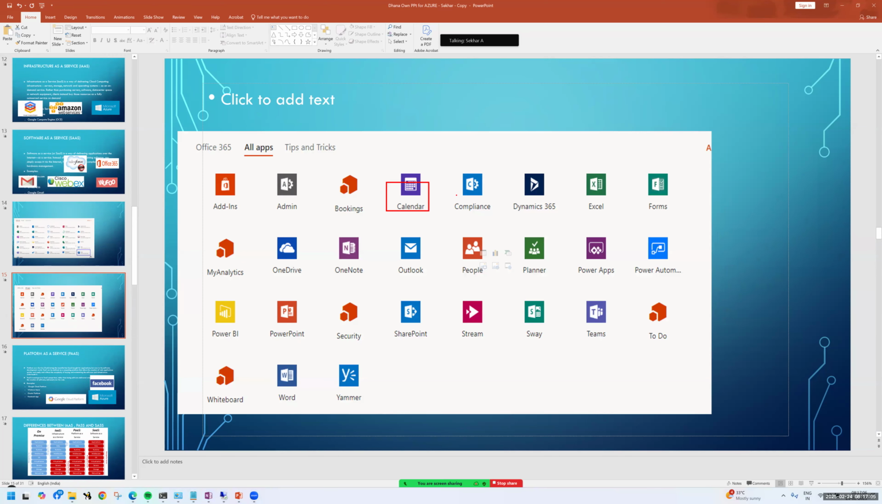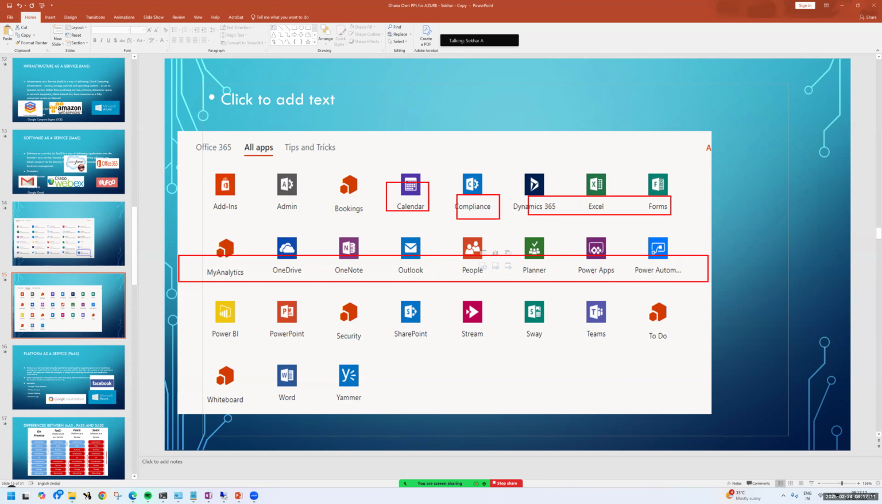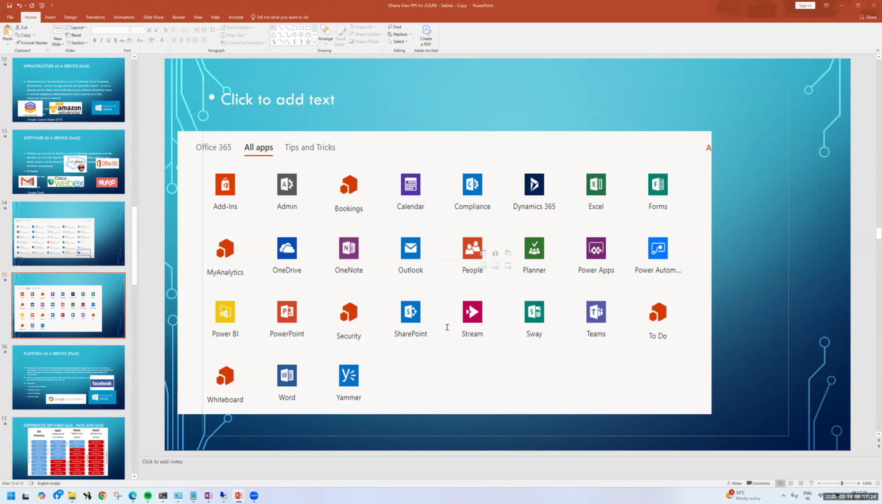Calendar, compliance, Excel, Word, OneNote, OneDrive, Planner, Power Apps, Power BI, Power Automate, Security, SharePoint, Teams, Sway. Next, Word. These all come under Microsoft 365. These all come under SaaS, guys, software as a service. I hope you got it.